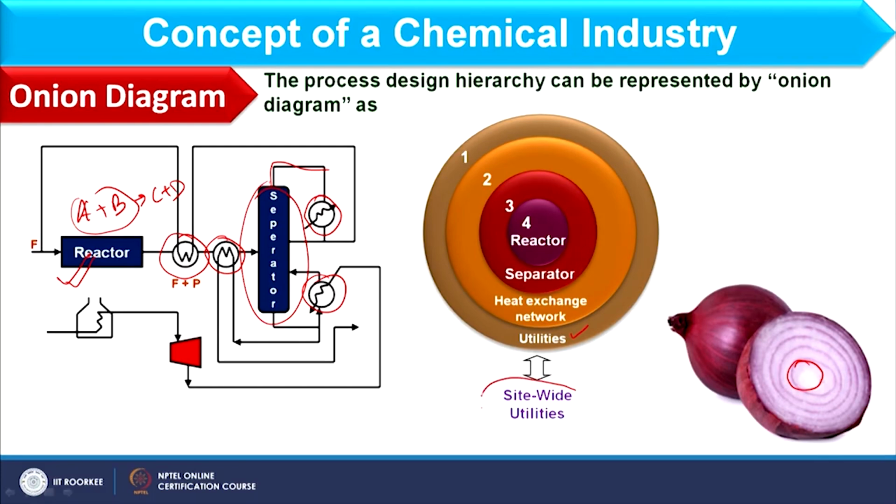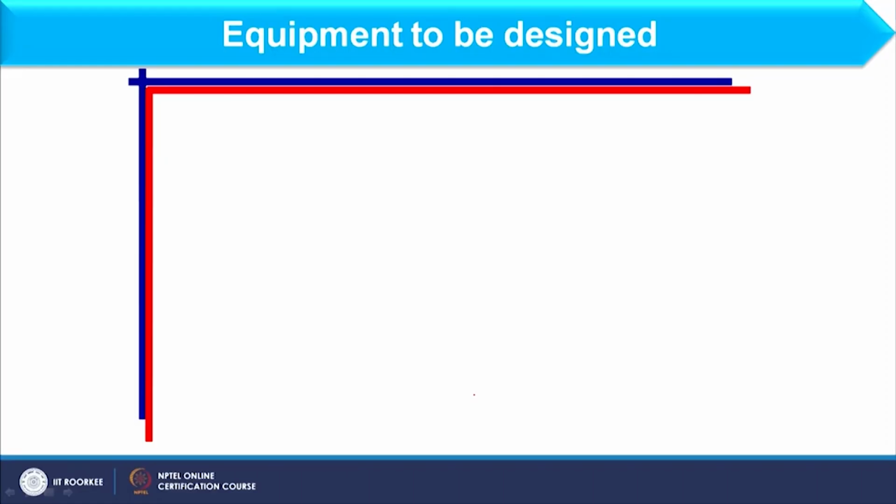So, I have to focus on site wide utilities. So, these are basically different layers of a chemical plant. We can represent that plant effectively through the onion diagram. Now, we will discuss what equipment we are going to design. Till now you must have the basis of why you are studying this course, where you are applying this, I mean at what layer of the chemical plant you can address while studying this course.